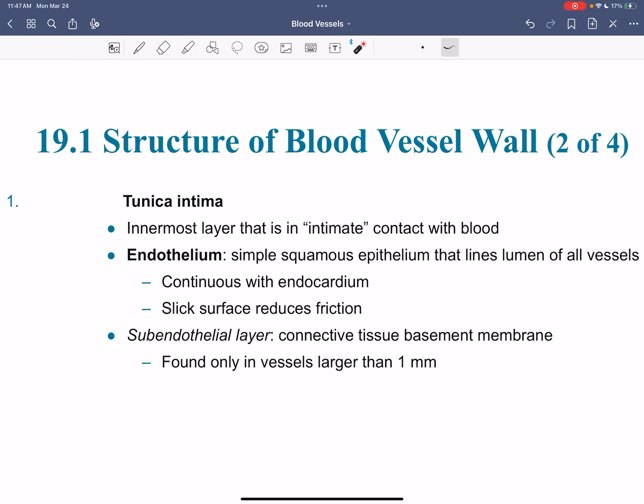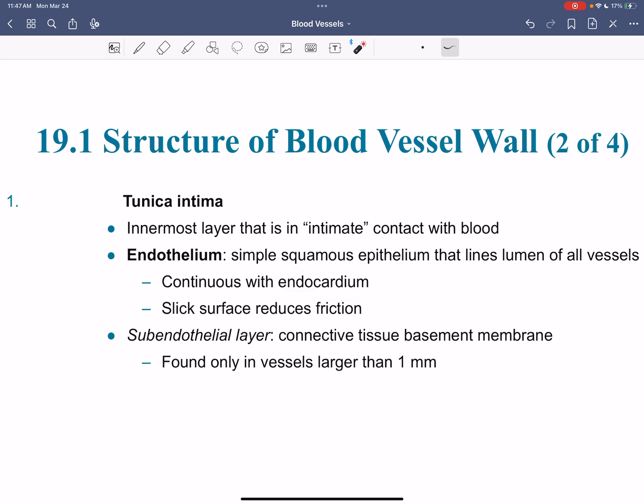This we often refer to, why does it get the name? Because it's in contact with the blood, it's intimate with the blood. We have an endothelium. Now, this is a simple squamous epithelium, which makes sense when you think about where it is. And this lines the lumen of all the vessels. And this is actually continuous with the endocardium that we saw in the heart.